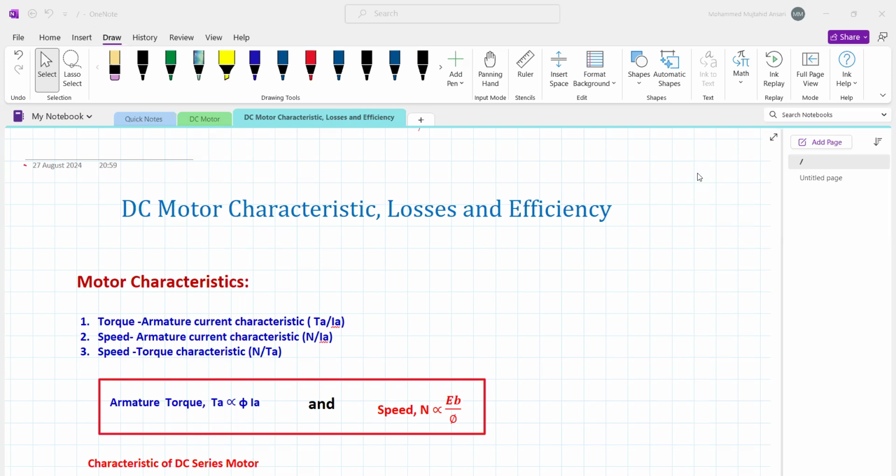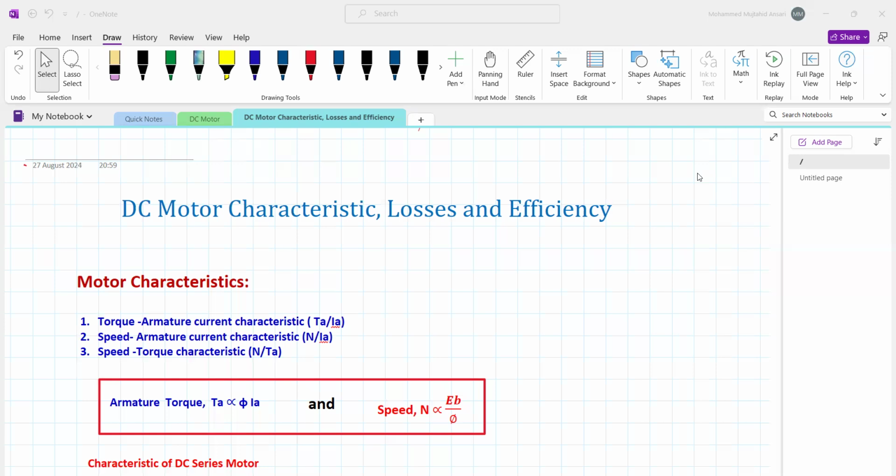To know the characteristic of motor is very important because based on the characteristic, the application of motor is going to be decided. Either it is a constant speed motor, constant torque motor, or the speed decreases with increase in load. These are some parameters which decide the application of DC motor. Now the DC motor has wide application and this application is based on characteristic of motor.